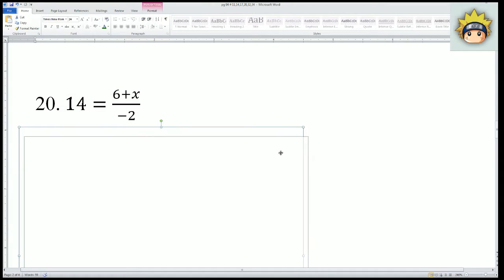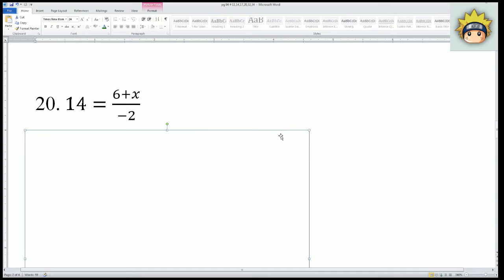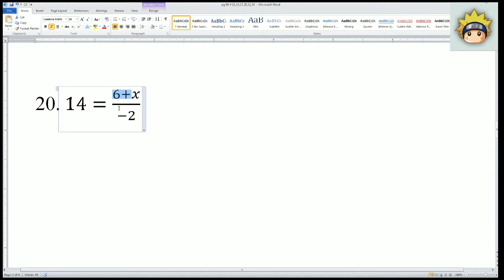14 equals 6 plus x divided by negative 2. Okay, so my question is, do I deal with the 6 here, or should I deal with this divide by negative 2? The most outside thing here is this divide by negative 2, because the plus 6 is attached to the division problem. So the most outward thing is your divide by negative 2.